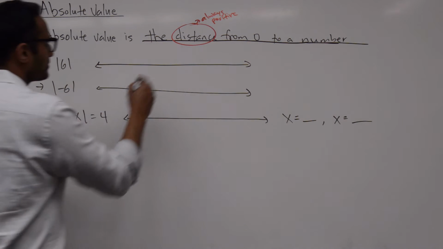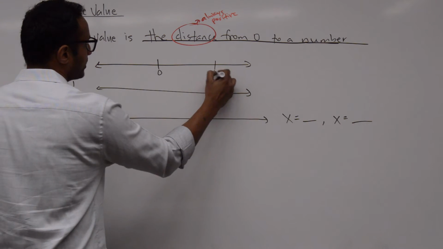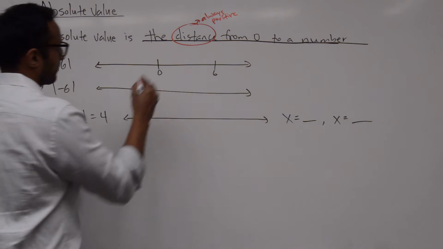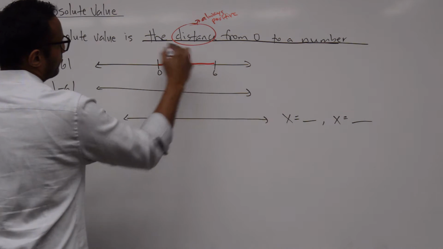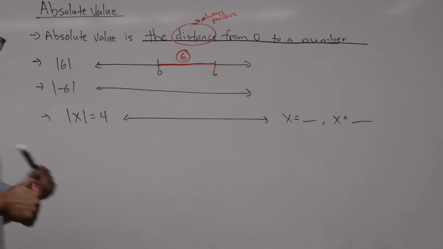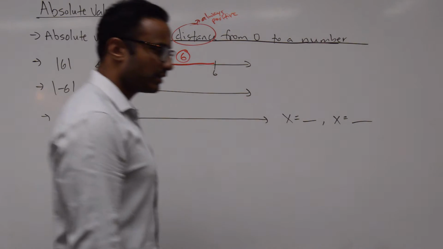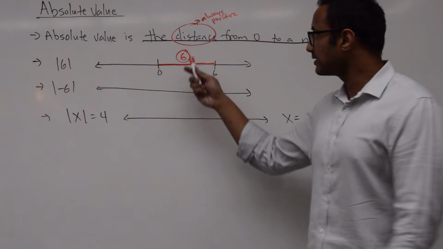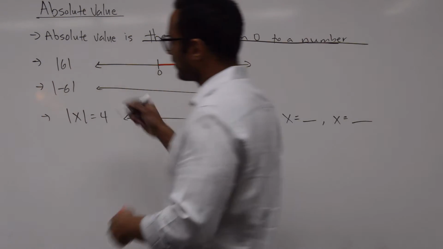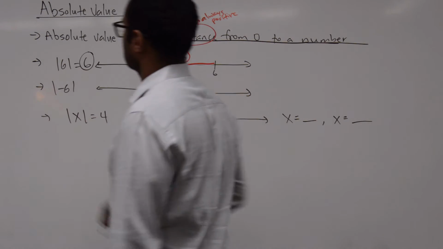So the absolute value of 6 is going to be the distance from 0 to 6. Okay, what is the distance from 0 to 6? It's equal to 6. If you start at 0 and you take 6 steps, you're going to get to 6. So because you're taking 6 steps, the distance is going to be 6. So the absolute value of 6 will equal 6.